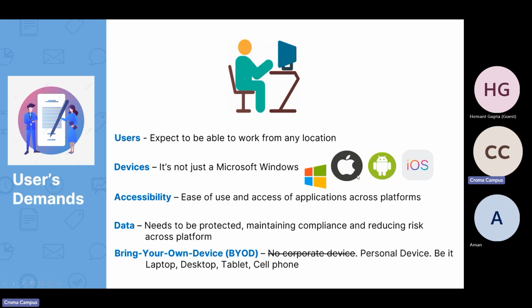Accessibility: if any of these platforms are available to me and I am connecting to the office resources, then there should be ease of access to the applications, business applications, on all the platforms. You cannot say that I can only provide Windows support on Windows devices, that I do not have infra for iOS or for Mac. It should not be like that. They want ease of use of applications and accessibility across all platforms, whichever they connect with.